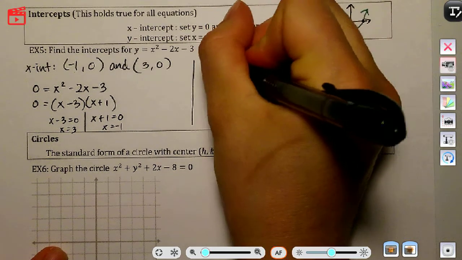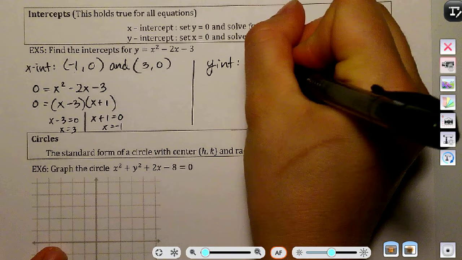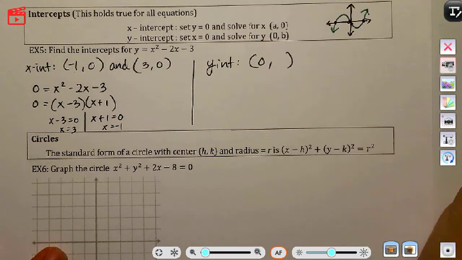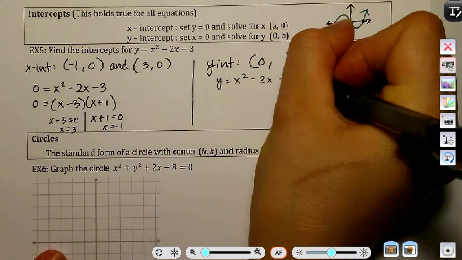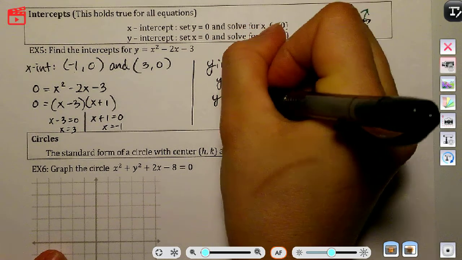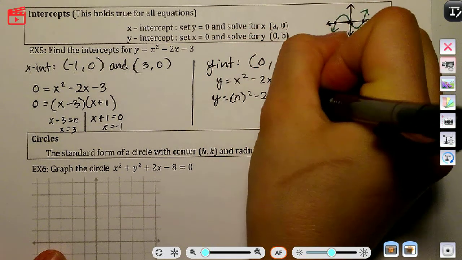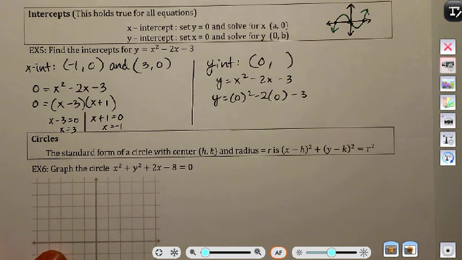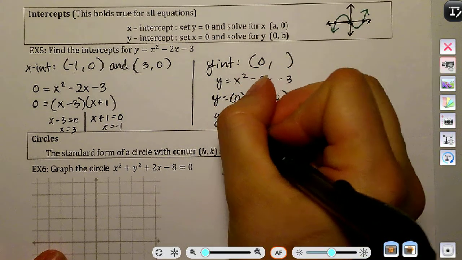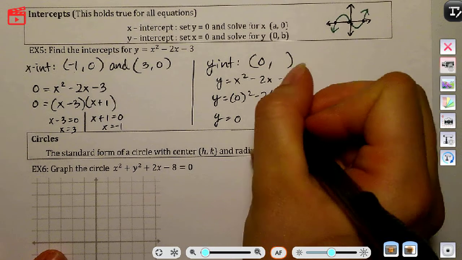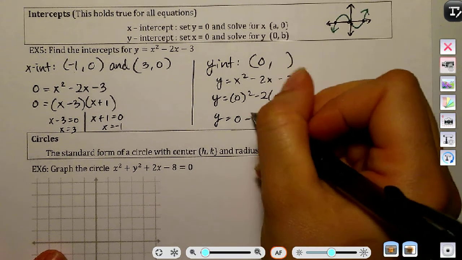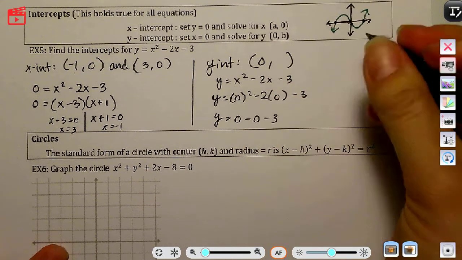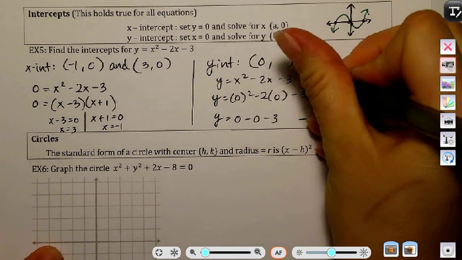Let's find the y-intercept. This is when we set x to 0 and solve. So rewriting my equation, set x to 0 and solve. So y is going to equal 0 squared is 0, minus 2 times 0, minus 0, minus 3. You don't need to write all those zeros down if you know that all goes to 0. Just showing you what happens.